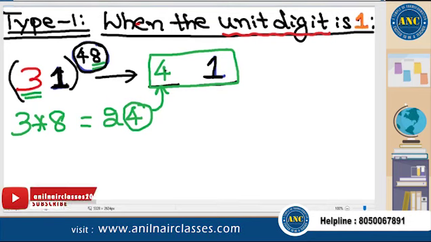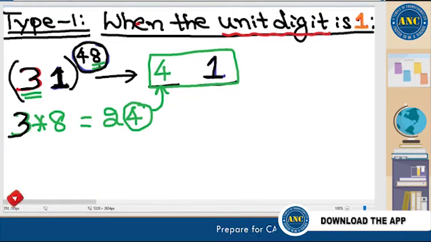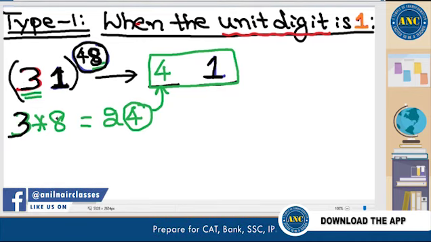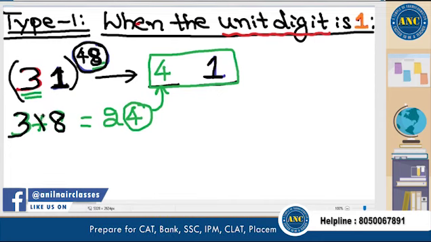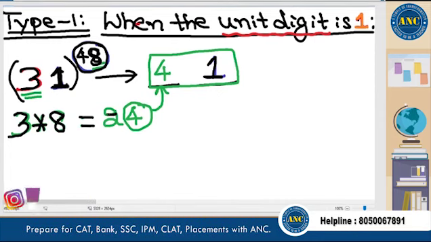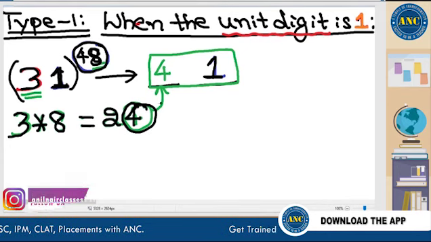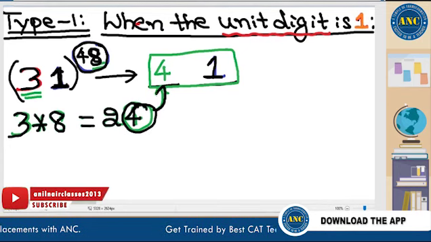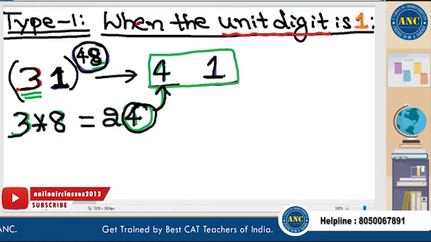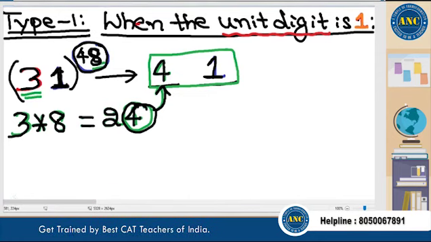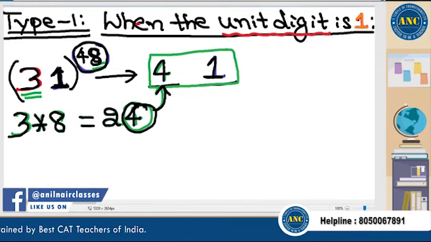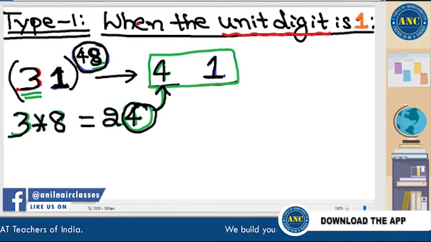Second step. Tens place in the base is 3. Take down the 3. Units place in the power is 8. Take down that 8. Multiply both of them. 3 into 8 is 24. In 24, what is the unit digit? 4. That 4 will come as the tens place in my answer. That means last two digits of 31 to the power of 48, how much is it? It is nothing but 41.